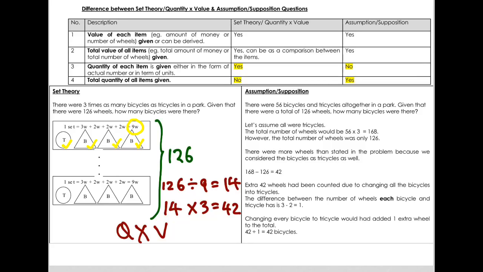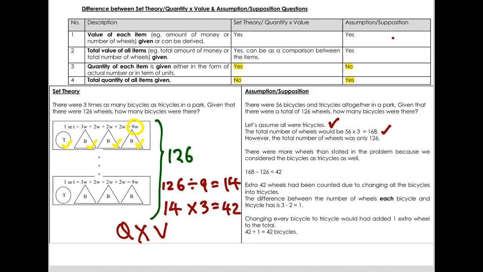It is called assumption or supposition because in the first place you are supposed to assume all of the items there are just one type of item. So for example, I have assumed that all of them were tricycles. If all of them were tricycles, and each tricycle has 3 wheels, so 56 times 3, I will have a total of 168 wheels.